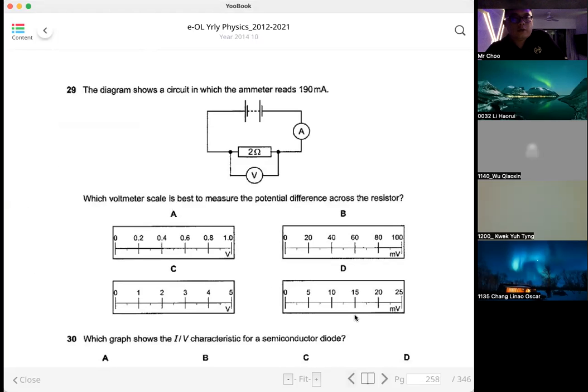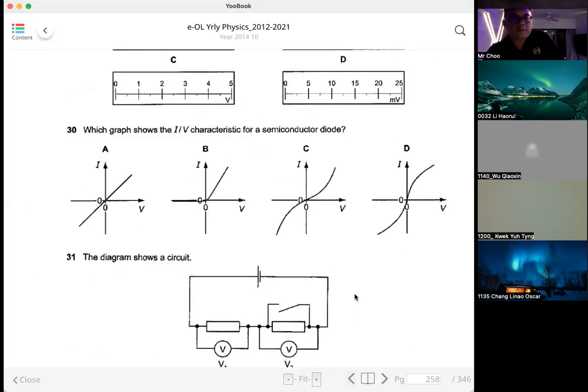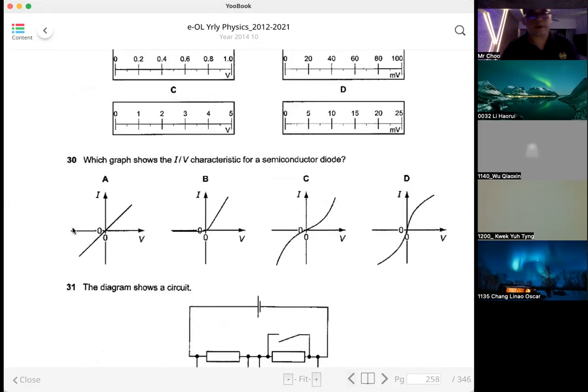Okay, all of you now, let's do question number 30. How does a diode look like? Which of these shows a diode? You all may begin. This one is either you know or don't know, so quickly give me the answer. Which of these shows the current voltage relationship of a diode? Remember, a diode only allows current to move in one direction. So Yiting correct, Xiaoxing correct. How about the rest of you?